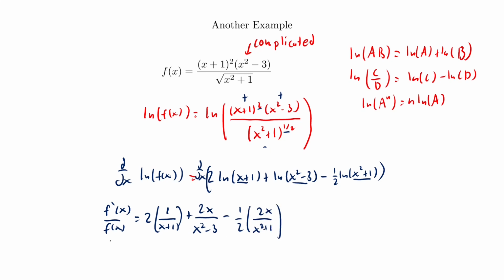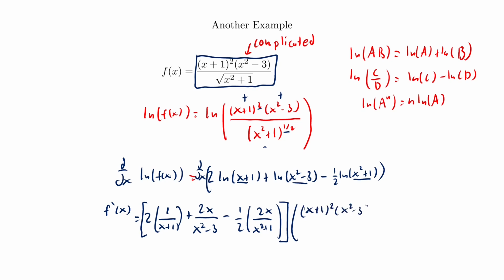Okay. And then from here, we can actually just multiply both sides by f of x. So f prime of x will be this times whatever f of x is. And then since we already know that f of x is this up here, we're just going to substitute in for f of x there. So this will be x plus 1 squared times x squared minus 3 over the square root of x squared plus 1.